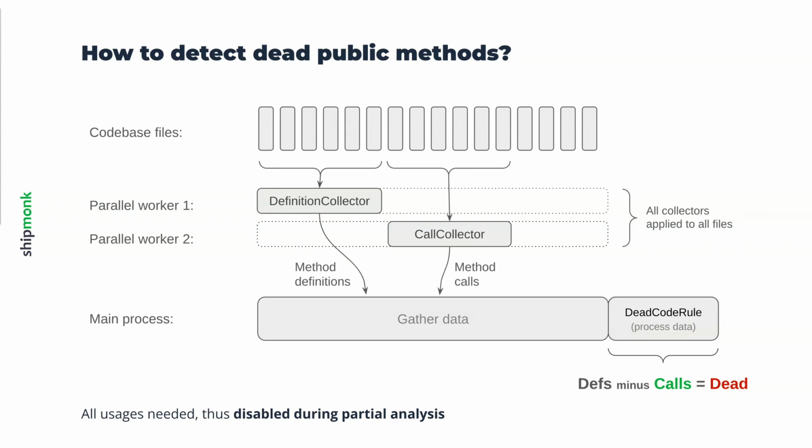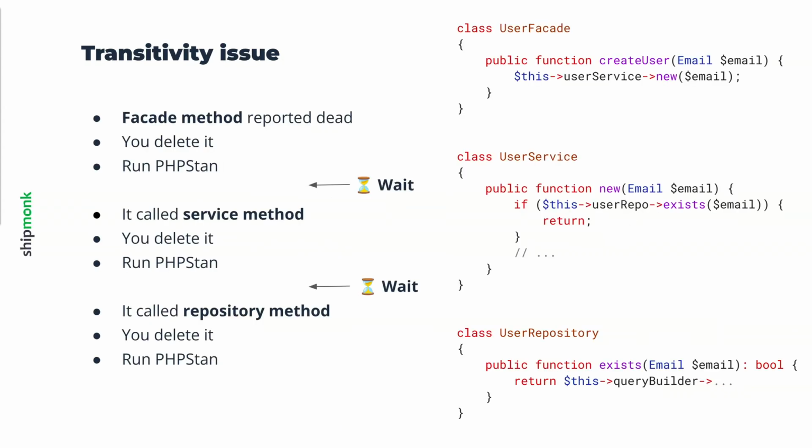And of course, all that only works when you analyze a whole code base, because with partial analysis, when you are not checking everything in your code base, you will never get dead code analysis at all. It just doesn't work. So it's even disabled when you are doing partial analysis in PHPStan. But the main problem there is the transitivity issue.